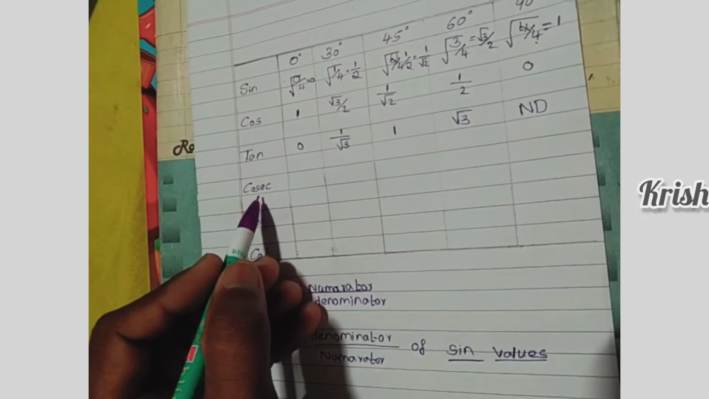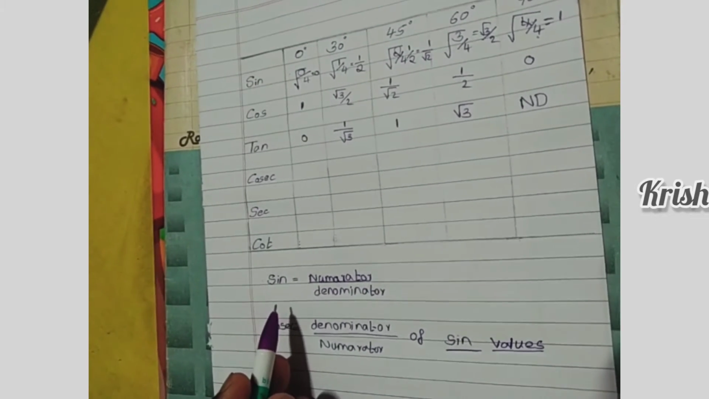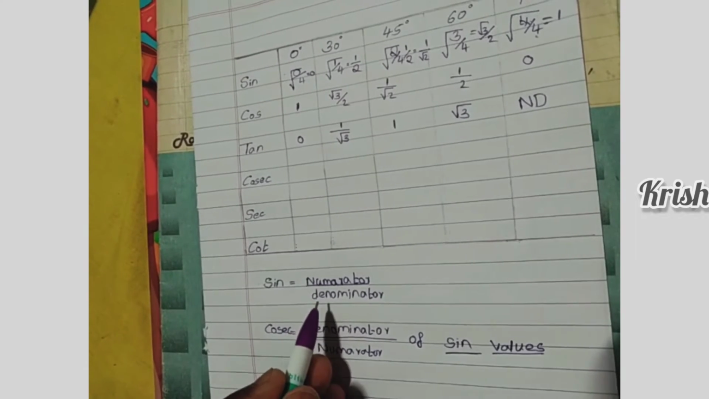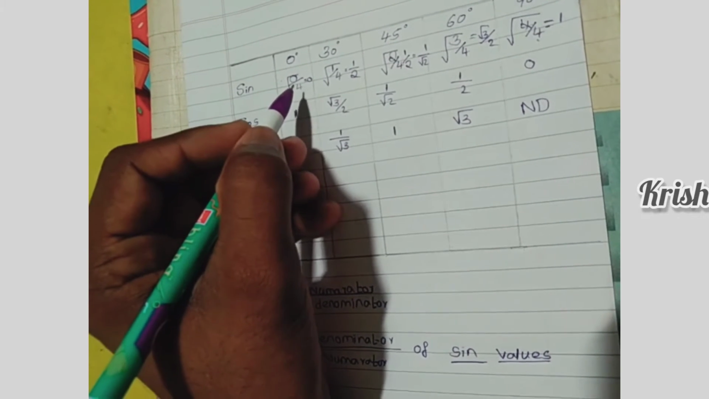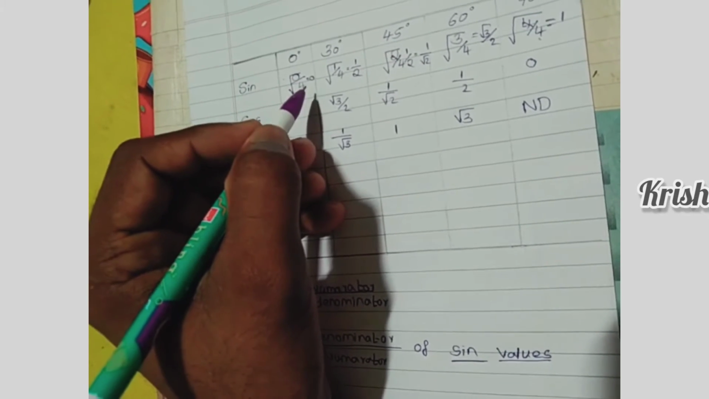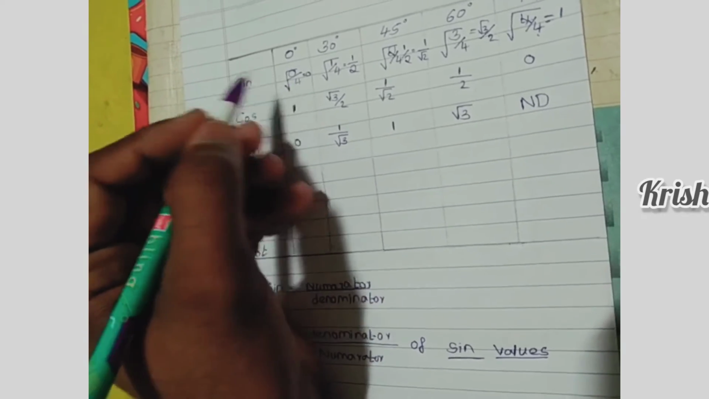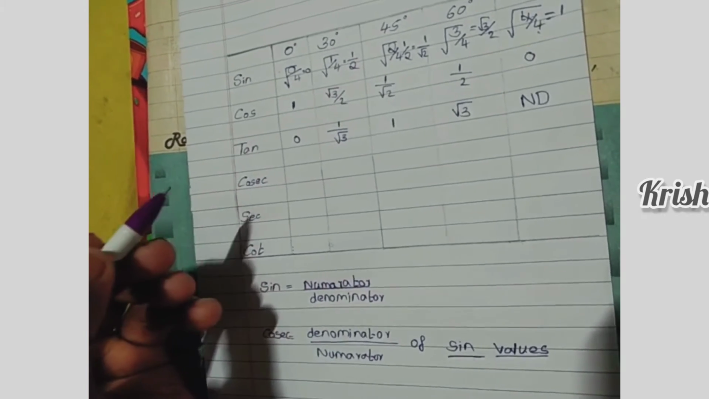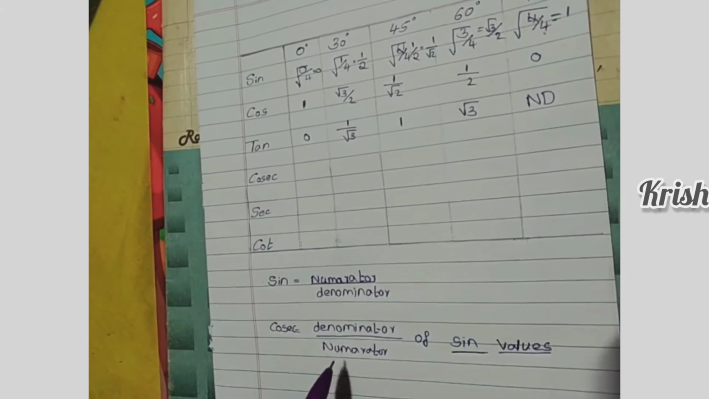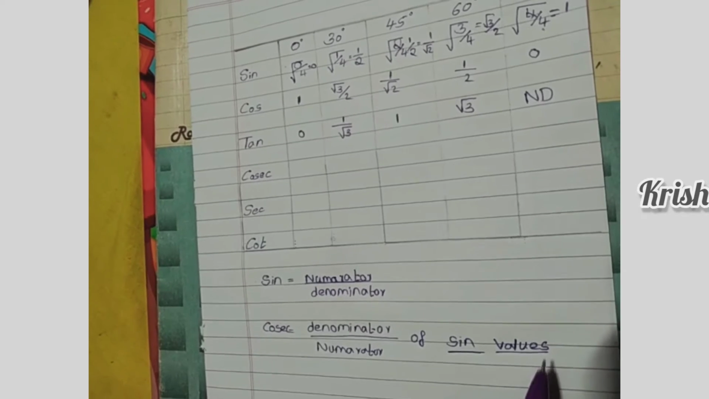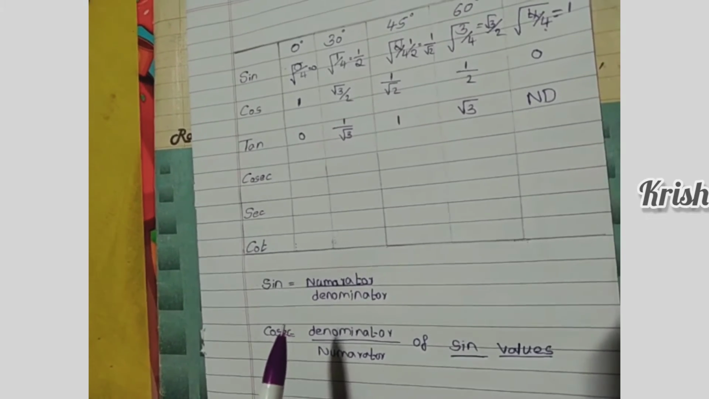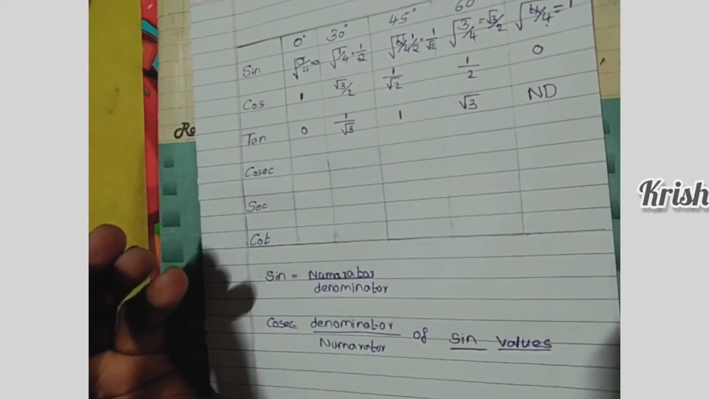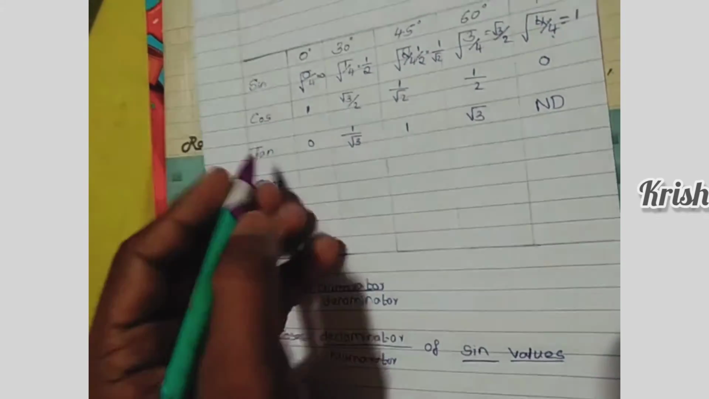To find the values of cosec, we must know that the values we get in sine are in the form of numerator by denominator, right? See here sine 0 degree is 0, that means it is itself 0 by 0, right? Numerator also 0, denominator also 0. To find the values of cosec, we should write the sine values in the form of denominator by numerator. Okay, let's start. 0 by 0, anything divided by 0 means not defined.